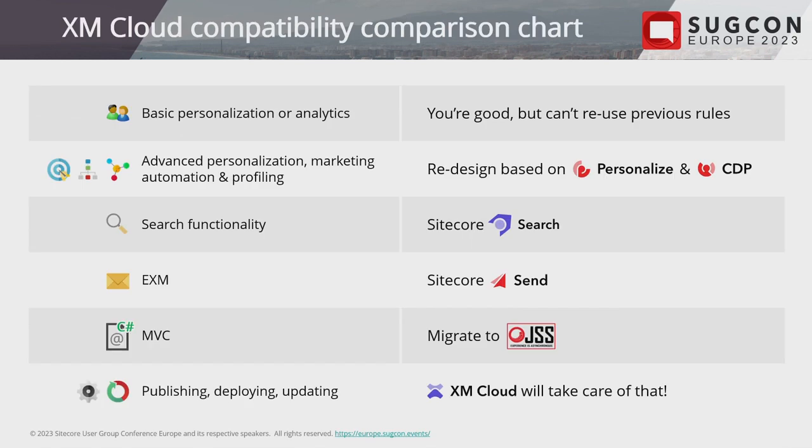So to summarize, for your basic personalization or analytics, you're good. The only thing is you have to re-implement them because the configuration is not compatible with the current DXP implementation. Advanced personalization or any marketing automation related stuff, you might want to redesign based on Sitecore Personalize and CDP. Your search functionality is going to be replaced by Sitecore Search, or as I mentioned, GraphQL for the basic needs, EXM by Send, MVC by GSS, and anything publishing, deploying, or updating related, XM Cloud will take care of that.